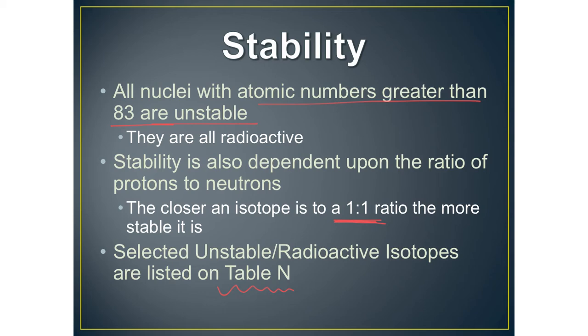And then lastly, take a look at reference table N. Reference table N is called selected radioisotopes. So if it shows up on table N, it has to be radioactive and unstable. So we will be using table N with this unit, first off, just to find some things that we know are radioactive and unstable. Also when we do our half-life calculations and when we write out some of our reactions.